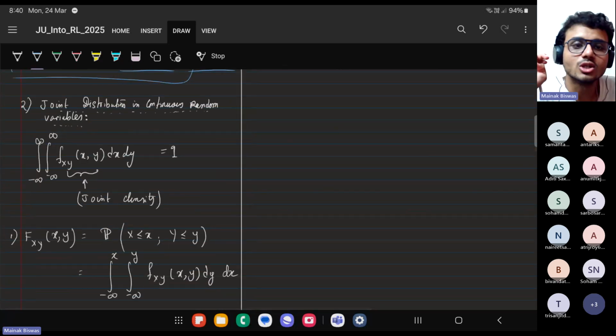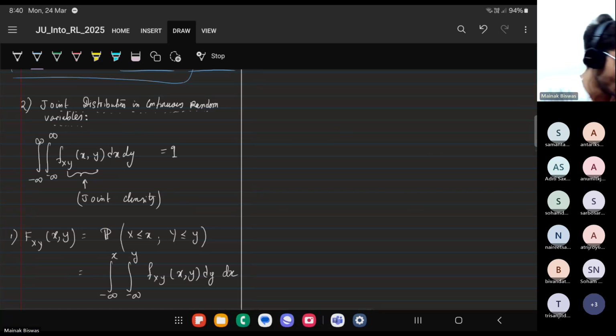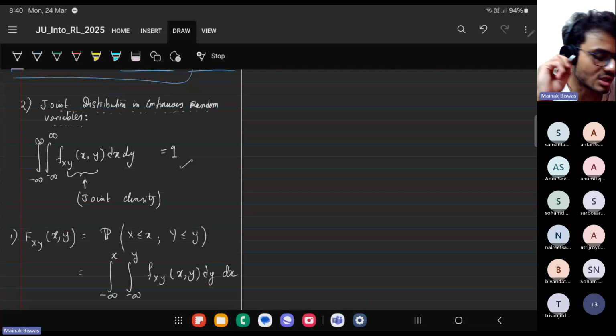Now joint distribution in continuous random variables. For continuous random variables, as we discussed last time, we do not have a PMF, but we have a density function or a PDF. For the density function, again, it should sum to 1, right? This is a trivial thing.